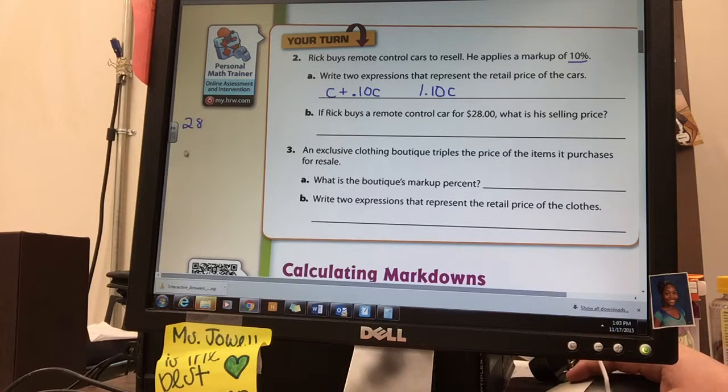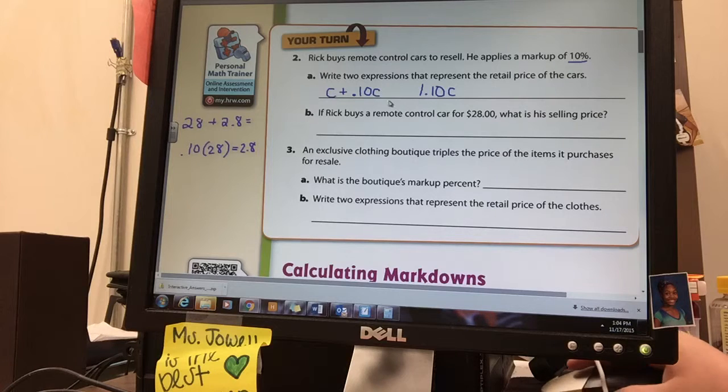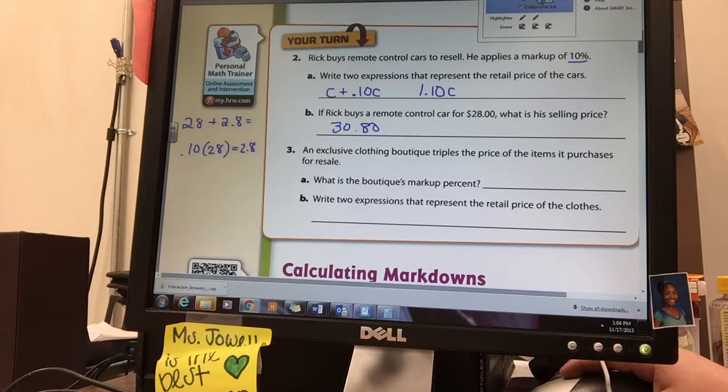The markup of it is 10% of the 28, which is 2.8. So I'm going to add that back to the regular cost, because that's how much profit I want to make off of this. And the remote control car is now going to be $30.80.